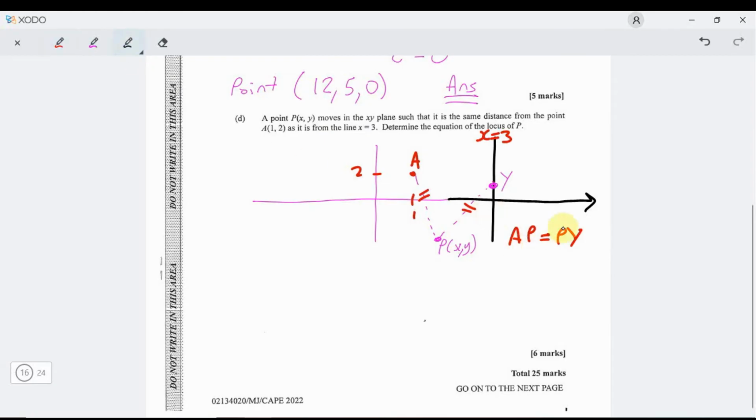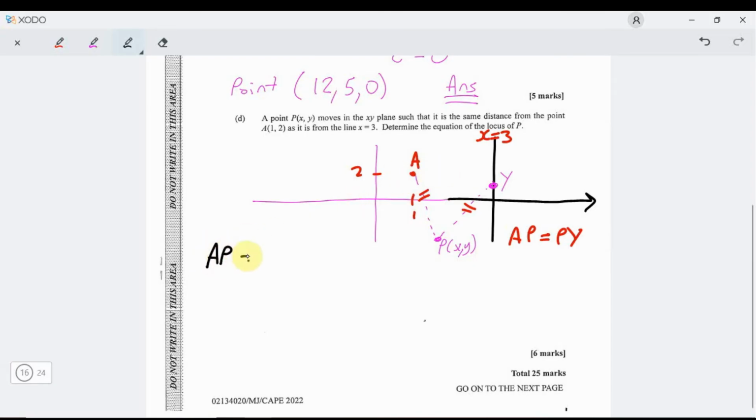And then once you do that, you set up your equation. Now, if it's equidistant from the line x equals 3, what do we know about the line x equals 3? What we do know is it's a vertical line, suggesting what? At this point right here, the x value is 3. The y values are all the same. That's all. So in that case now, let's go ahead and set it up.